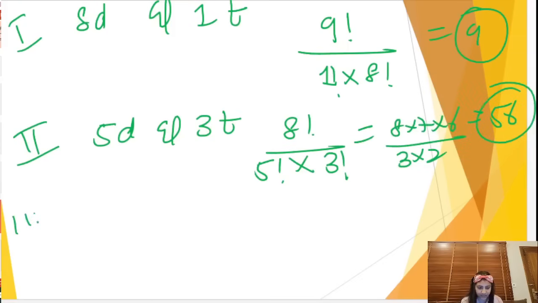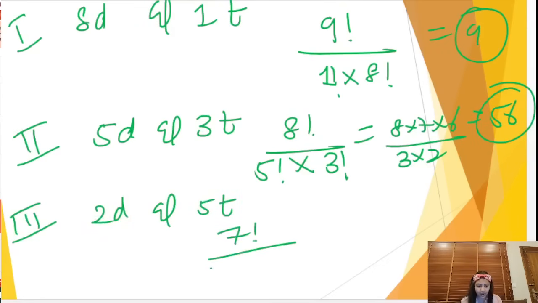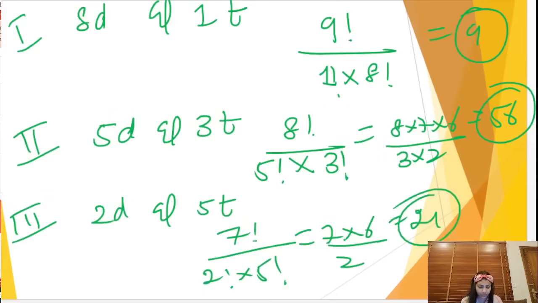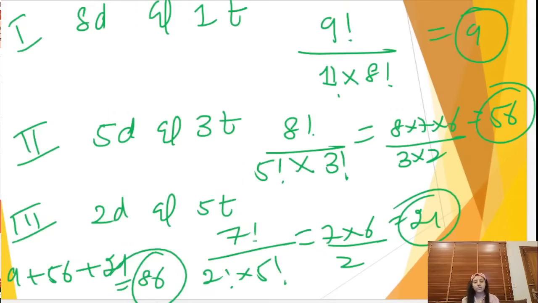56. And from the third arrangement we have 2 doubles and 5 triples. We get 7 factorial upon 2 factorial into 5 factorial, which is 21. So it forms 9 plus 56 plus 21, which is 86 different arrangements possible to factorize x to the power 19 as double x and triple x.